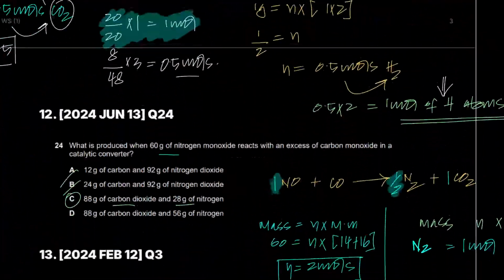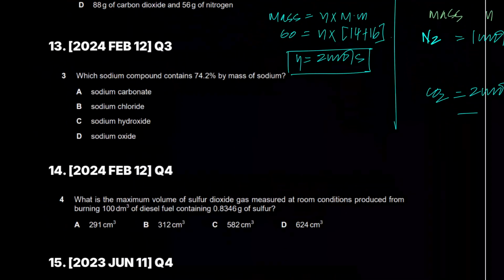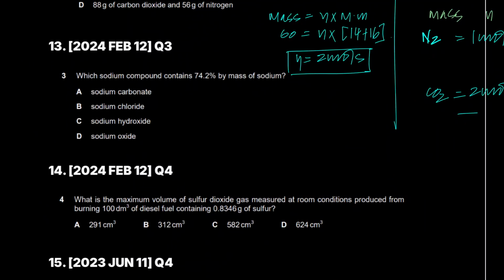Yeah, that's good stuff. I am enjoying this. Which compound contains 74.2% by mass of sodium? So if you remember O levels and IGCSE, this is sodium carbonate, this is sodium chloride, this is sodium hydroxide, and this is sodium oxide. And fun fact, I think D is the correct option. And I'll tell you how I did it just by looking at it. See, this is how you save time.